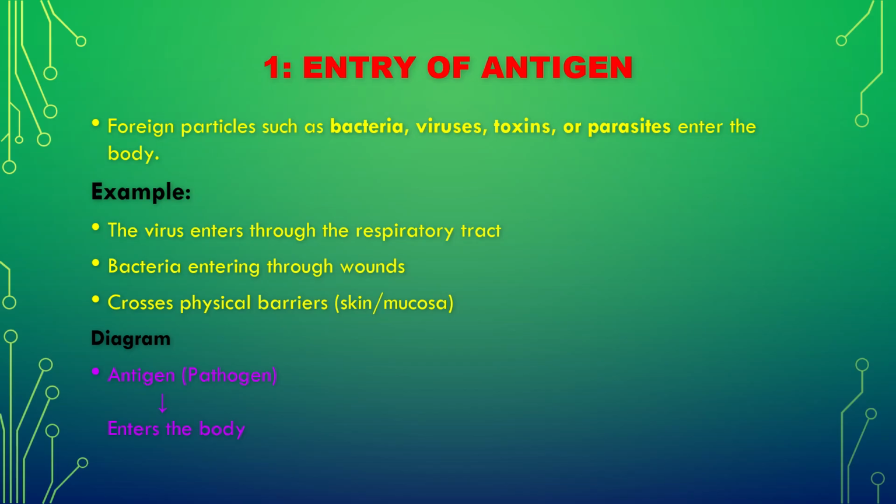Entry of an antigen. Foreign particles such as bacteria, viruses, toxins, or parasites enter the body. For example, a virus enters through the respiratory tract, bacteria enter through wounds, crossing physical barriers like skin or mucosa. The diagram shows how the antigen enters the body.